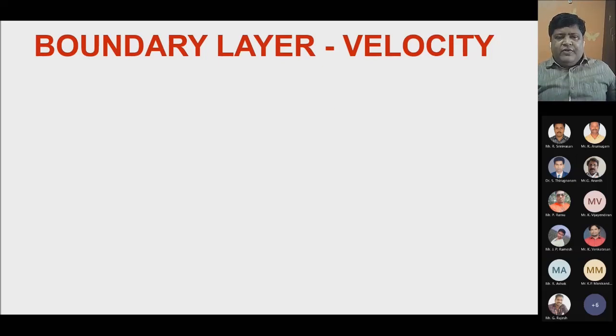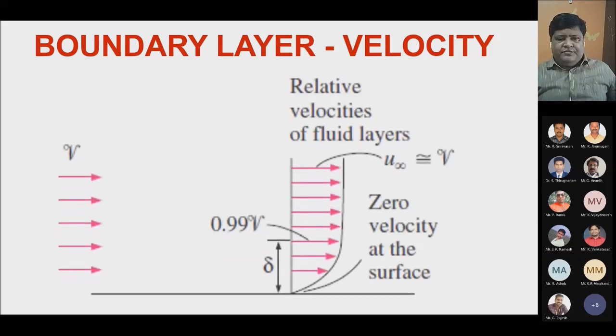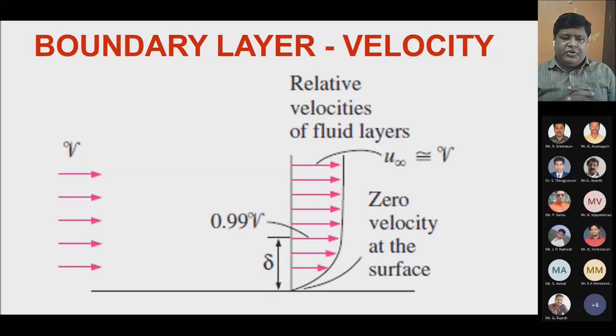Even for internal flow we can have this; I have shown only external flow. You can see I have shown the 0.99 U. That is delta, the thickness of the boundary layer. Imagine a fluid flowing on a surface: the fluid at the surface becomes stationary, and the next adjacent layer tries to move at the free stream velocity. If it is entering at 5 meters per second, it will try to move at 5 meters per second.